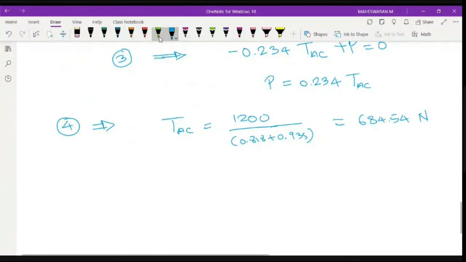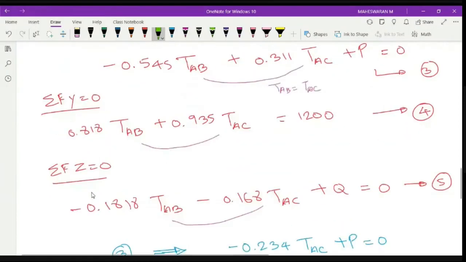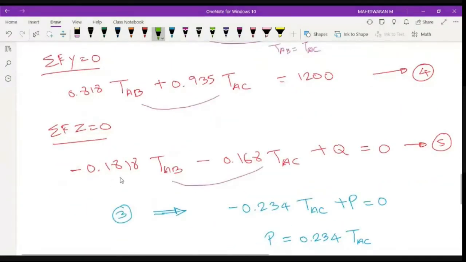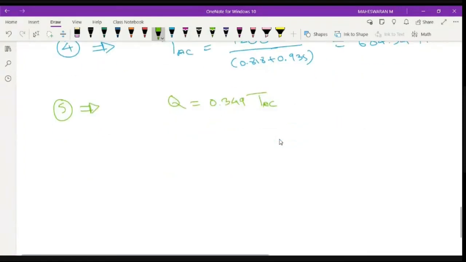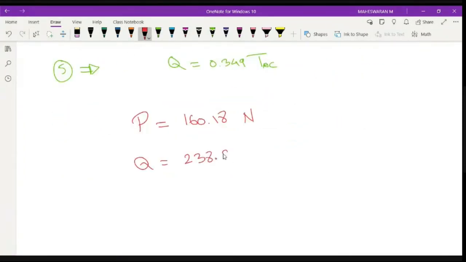Similarly, I can also go for the last equation, equation number 5. I can equate it. So add these two, because both are negative, right? So what is your TAC? Your Q is equal to something in terms of TAC, 349. I am putting it on the opposite side so that negative becomes positive. So this is the third equation. Now I know the TAC value, which I got from equation 4. Substitute it and find out what your P and Q are. 0.9 Newton. Any doubt in this?